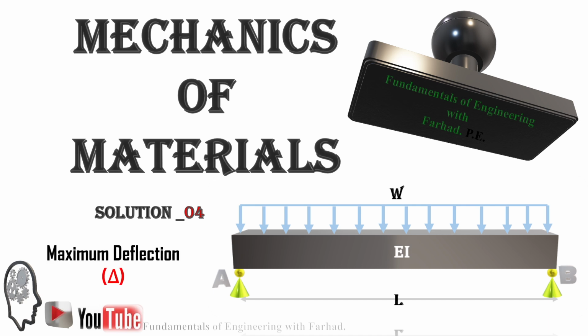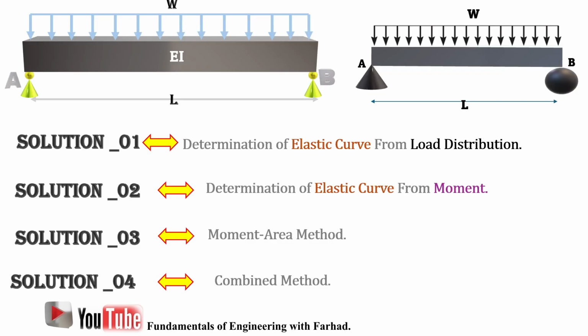Maximum deflection in beam. Solution 1 was determination of the elastic curve or delta function from load distribution, which is W. Solution 2 is determination of the elastic curve, calculating delta. This part just means the y function, y based off x. We are looking for y, and finally delta max.